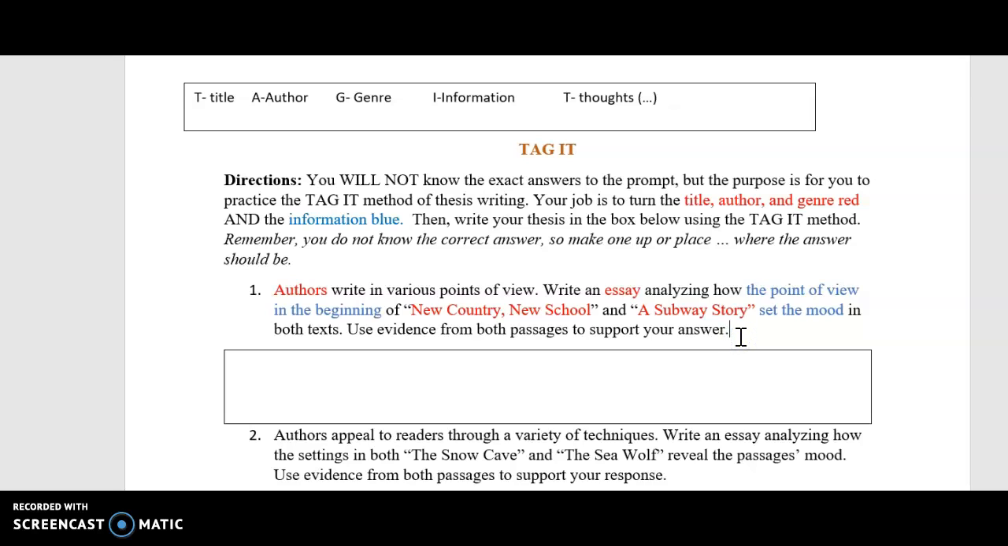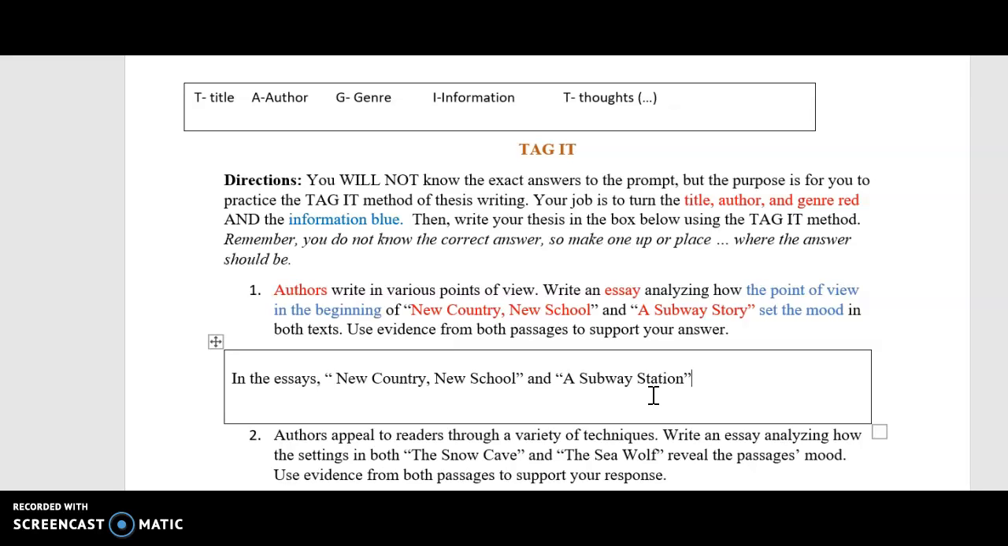Now you're taking everything that is in red and blue and you're writing a sentence. And you always start with "In the text." In this case, we know it's an essay, so "In the essay," then you start with your titles. "New Country, New School" and "A Subway Station." Okay, we have our genre. We have our titles. You can put the author in there or you don't have to.